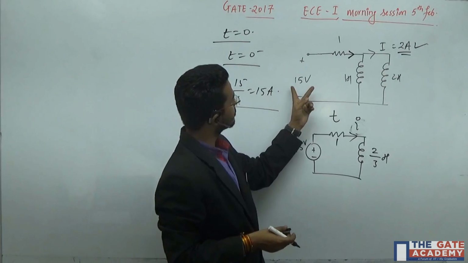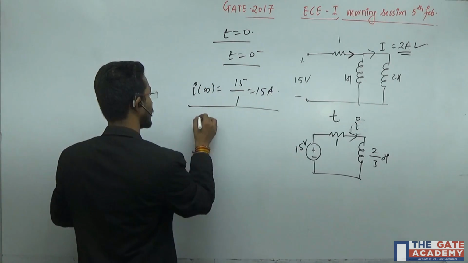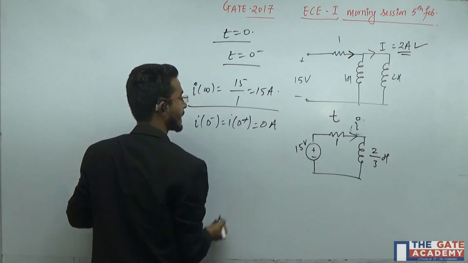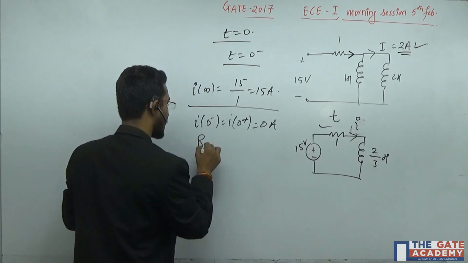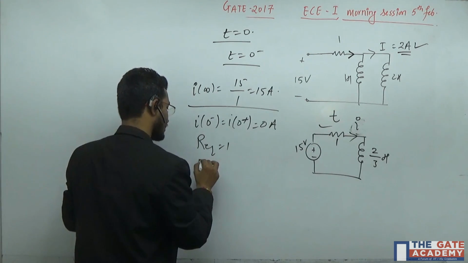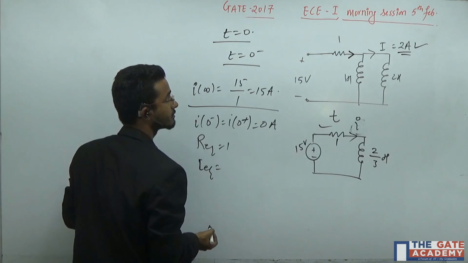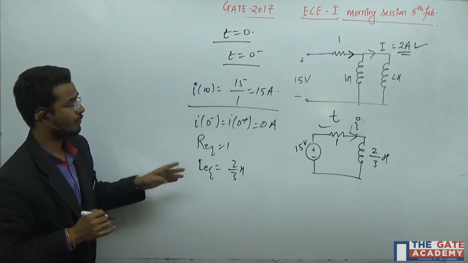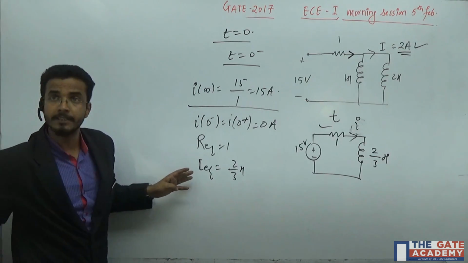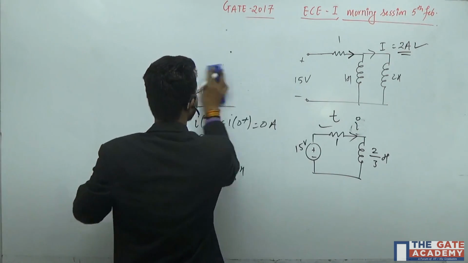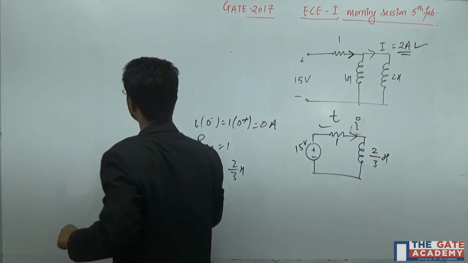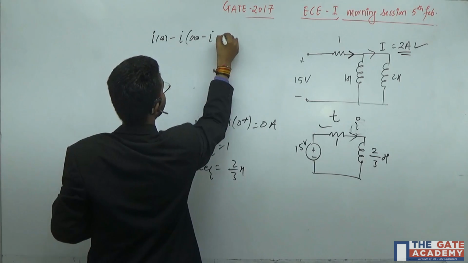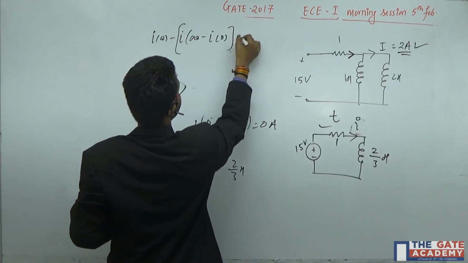If no source is present before t equals 0, then i of 0 minus equals i of 0 plus equals 0 ampere. Here there is only a single resistance, so R equivalent is 1, and L equivalent is 2 by 3 Henry. As we know, we have the shortcut formula: i of t equals i of infinity plus (i of 0 minus i of infinity) e raised to minus t by tau.